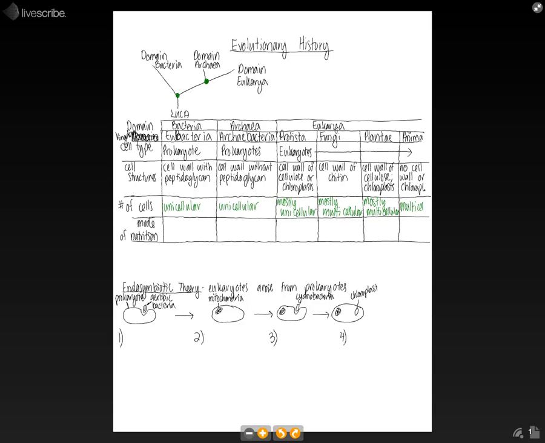And then if we look at, finally, the mode of nutrition, whether they're autotrophs or heterotrophs. Autotrophs meaning that they are capable of making their own food, and heterotrophs meaning that they aren't, they have to ingest food. They can't make it for themselves. And so the bacteria and archaea are both autotrophic or heterotrophic. They can be either. So it can be both.